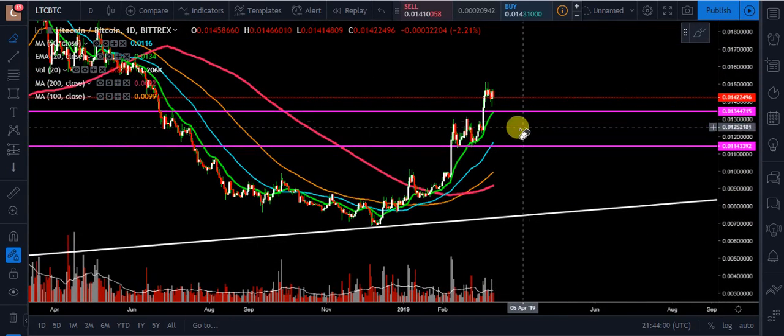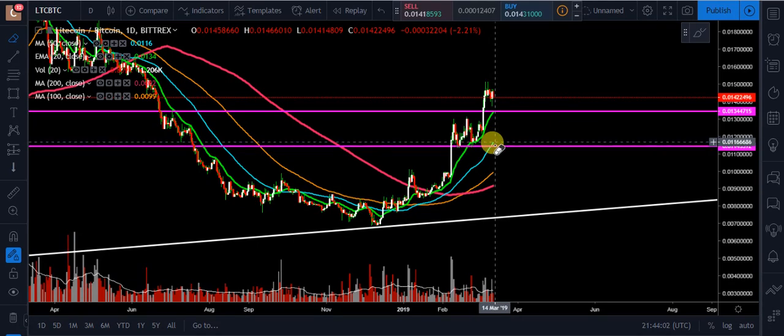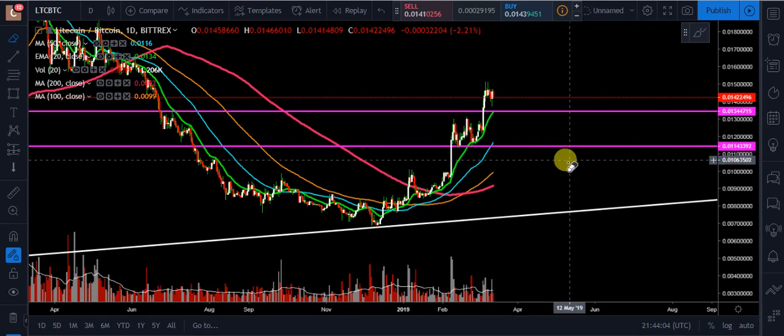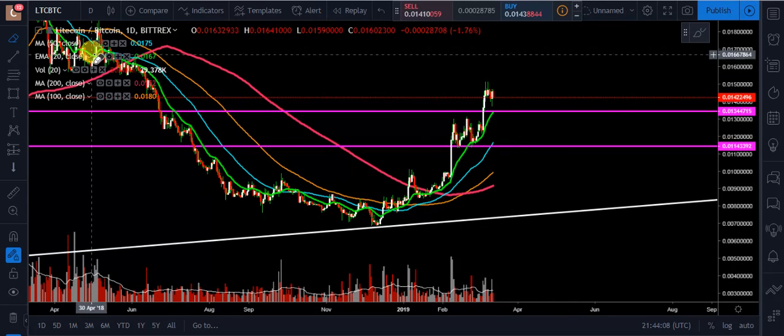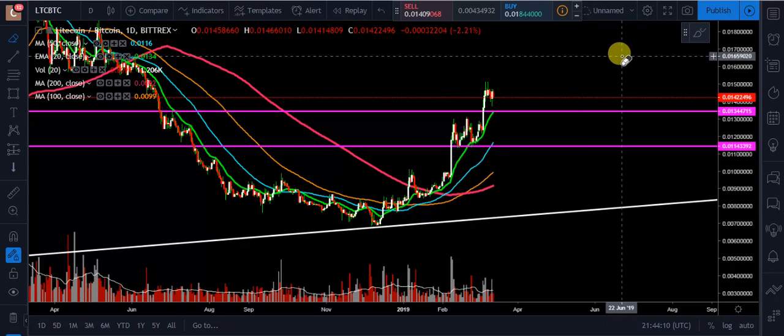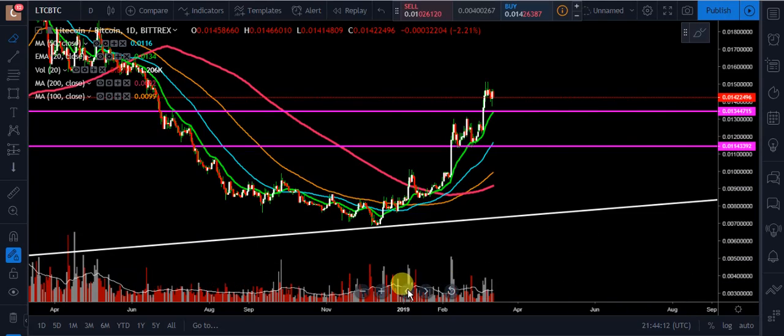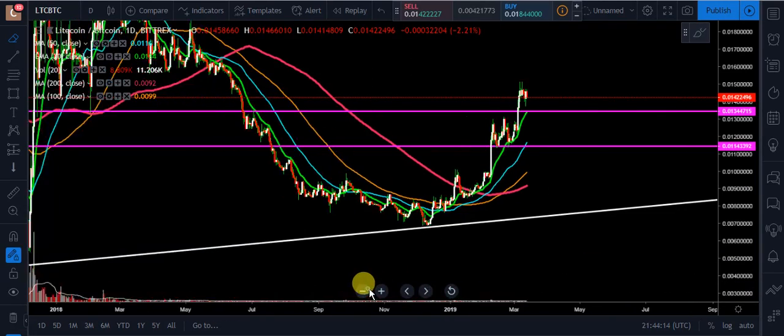If we don't find support, work your way down to the 50 moving average here and also down around this area. And then I would just keep moving down. That's how you do it. And then to the upside, you look at all these different areas over here, guys, and then you just draw those overhead resistance levels. All right?